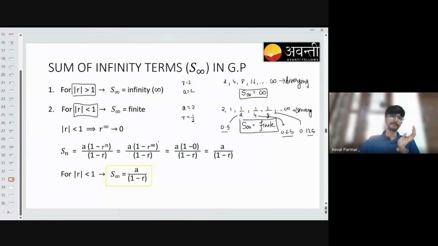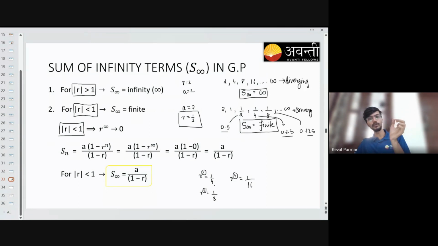Let's take one very common sense example. If mod R is less than 1, then as we increase the power of R, let's take the same example, R equals half. R square will be 1 by 4. R cube will be 1 by 8. R raised to 4 will be 1 by 16. So as I increase the powers of R, I am getting closer and closer to 0.